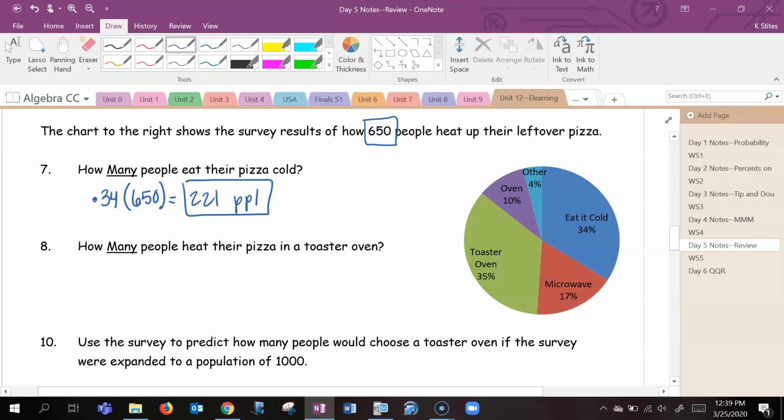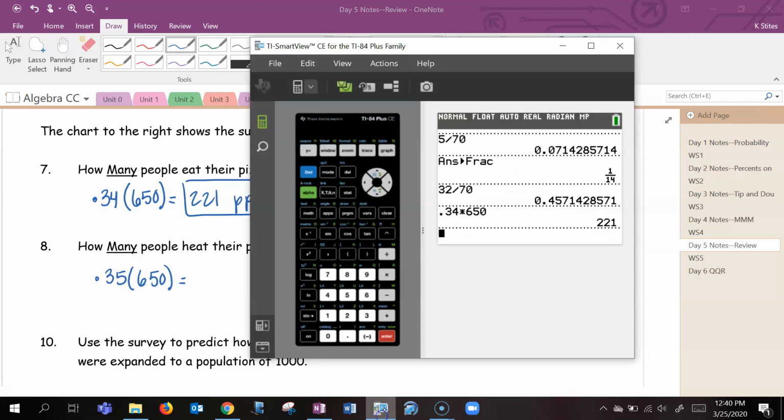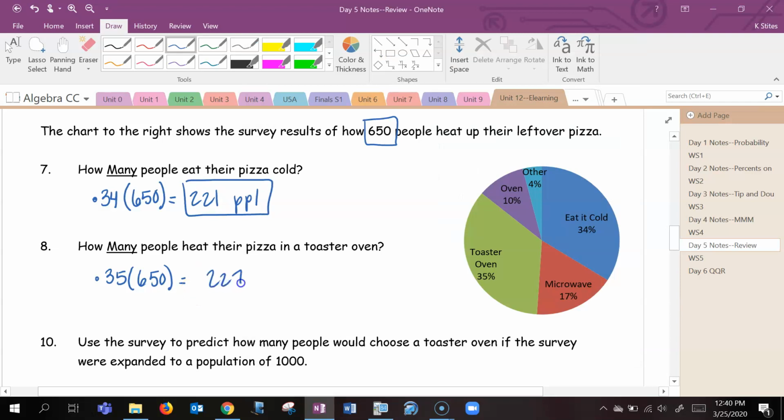How many people heat their pizza in a toaster oven? Toaster oven, we have 35%, so that's a 0.35. And again, we'll multiply by our total. Which is 227.5. So we'll round that down to 227 people. Okay, remember we do not use our decimal in these situations.